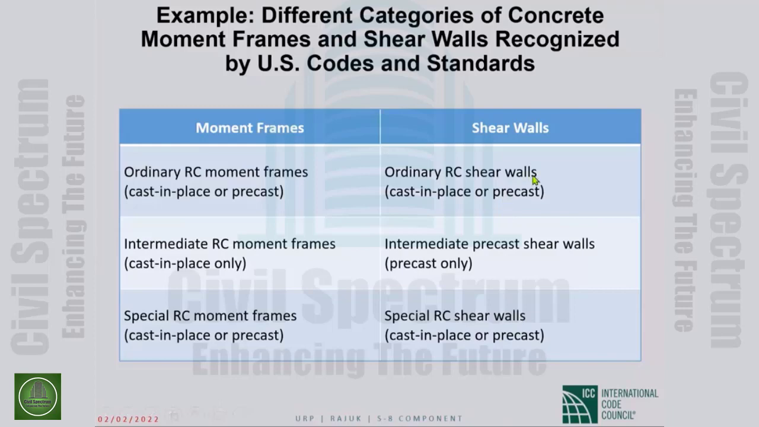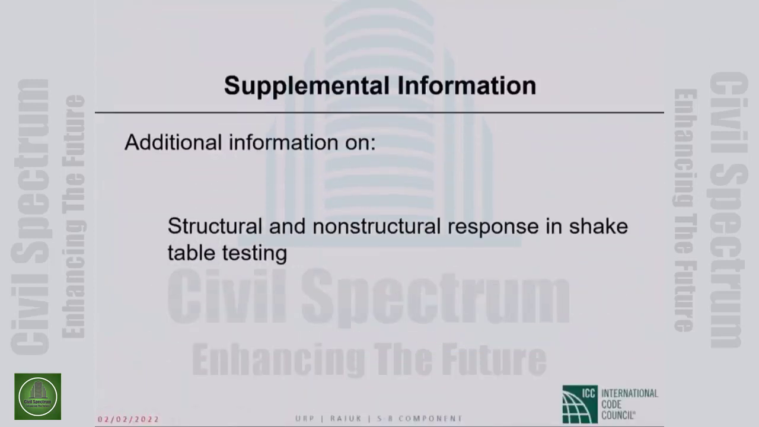Shear walls, we have ordinary shear walls which can be cast in place or precast. Ordinary shear walls can be used in design category C. There is no intermediate shear wall that is cast in place. There is an intermediate precast shear wall that you would use in design category C. No cast in place intermediate shear wall, but we have precast intermediate shear wall. No precast intermediate moment frame, but we have cast in place intermediate moment frame. And then special shear walls can be cast in place or precast. So this is pretty much the inventory of concrete systems that we have in our codes and standards.